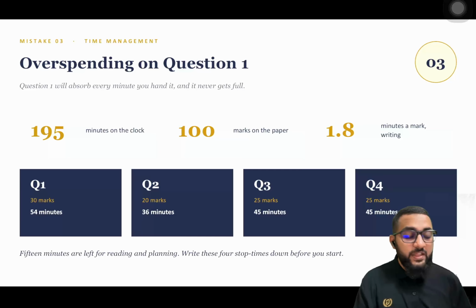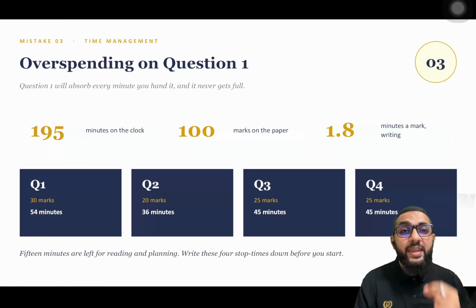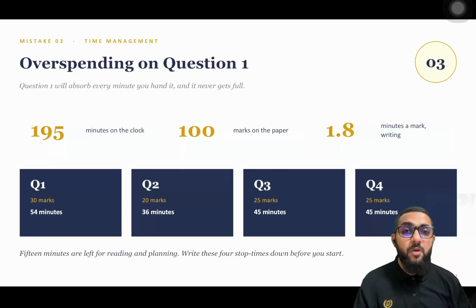Then the mistake number 3, where you are overspending your time on question 1, because question 1 has the ability to eat all your time away if you do not manage it properly. How do you manage time? You break your time down based on the marks that you have. The entire paper is of 100 marks and the time given is 3 hours 15 minutes, so 195 minutes. Let's keep 15 minutes as reading time. So you have 3 hours, which is 180 minutes. You divide it by 100 marks, you have 1.8 minutes per mark.